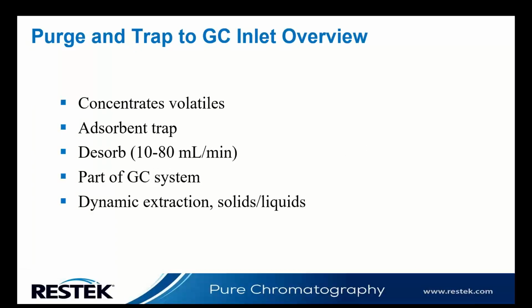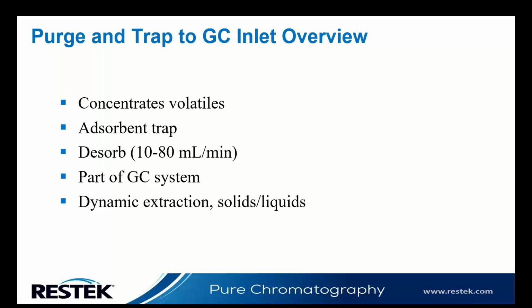So purge and trap, just to give you a little bit of an overview, our goal is really to remove those volatiles from our 5 mils or our 25 mils of water, and remove those from the water. So we're basically doing an extraction and putting those onto a packing material, so onto a trap. And desorb is really a function of our column dimensions.